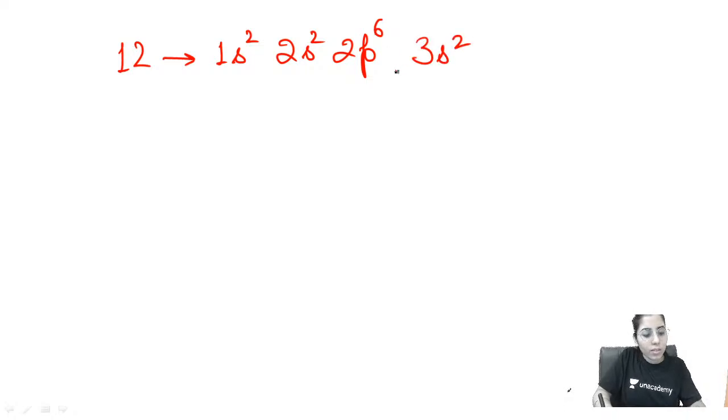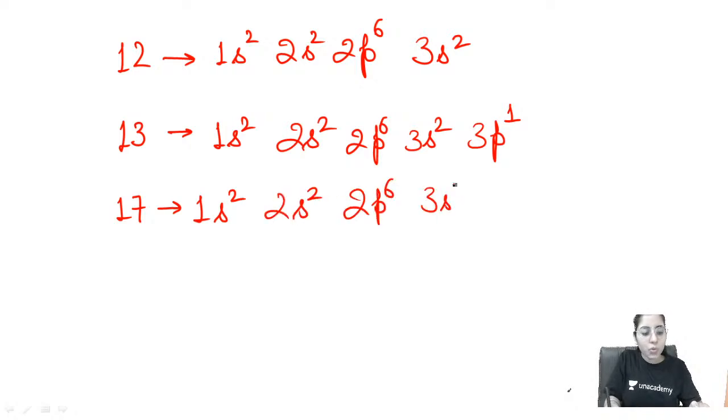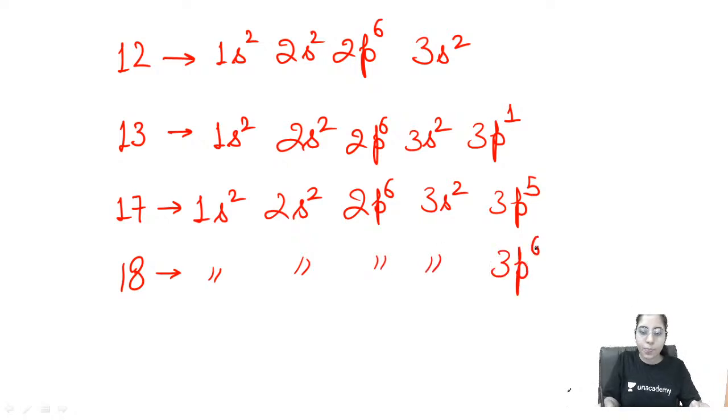Another one you have is 13 for aluminium. When you write for this one, 1s2, 2s2, 2p6, 3s2, 3p1. Next, the one that's 17, which is 1s2, 2s2, 2p6, 3s2 and 3p5. And then if we talk about argon, 18, in that case this will remain the same, 1s2, 2s2, 2p6, 3s2 and 3p6.